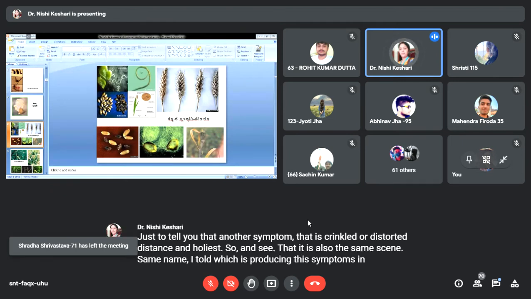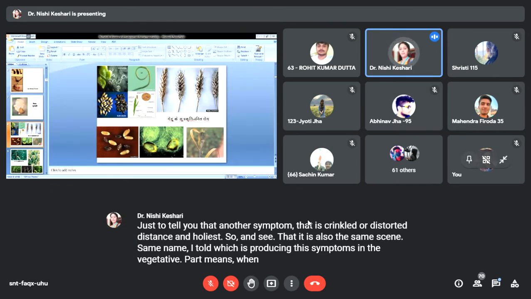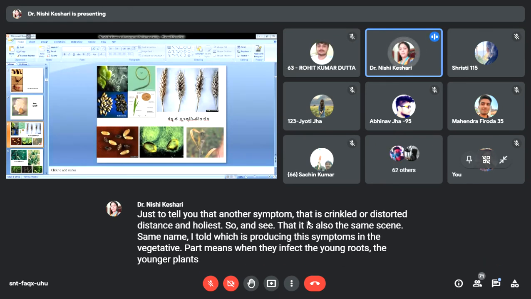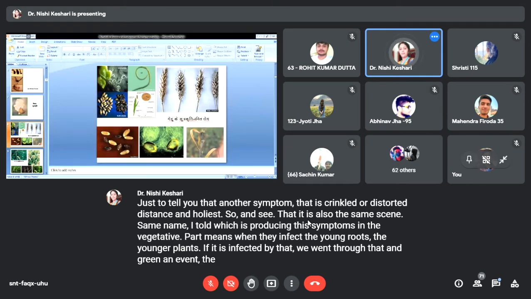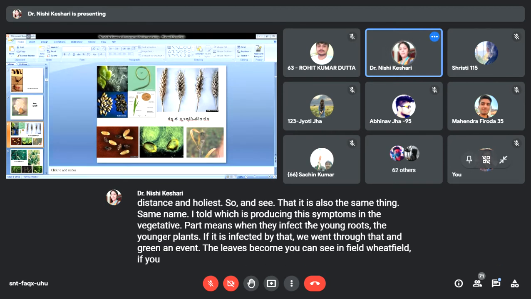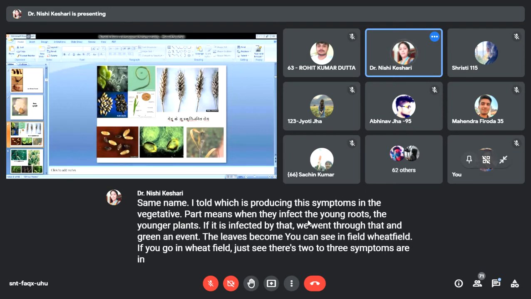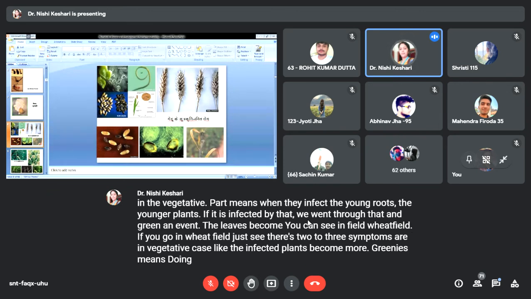In the vegetative part, when they infect the young roots, the younger plants, if it is infected by that Anguina nematode, you can see in the wheat field these 2 to 3 symptoms in the vegetative phase. The infected plants become more greenish, means जो इन्फेक्टेड प्लांट होगा वो ज़्यादा हरा दिखेगा बाकी नॉर्मल प्लांट से, ठीक है, ये ज़्यादा हरा हो जाता है.